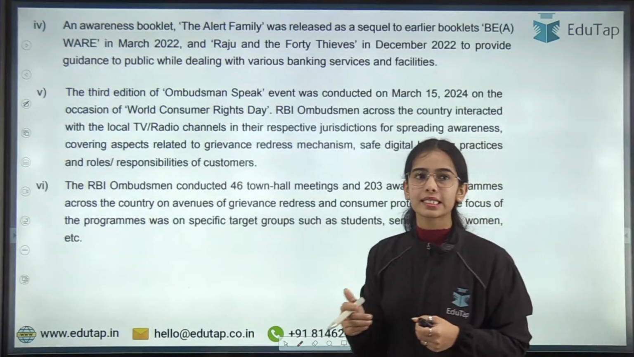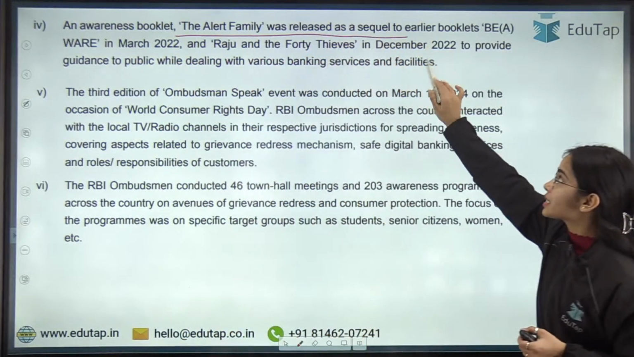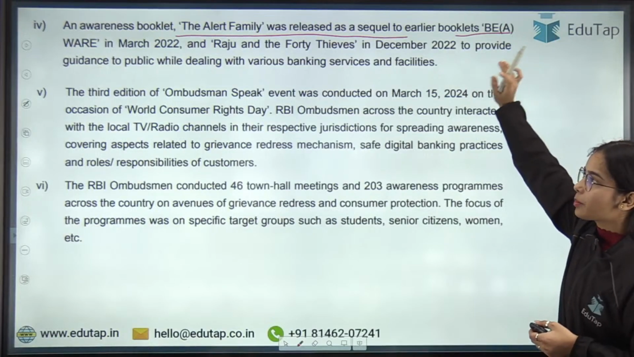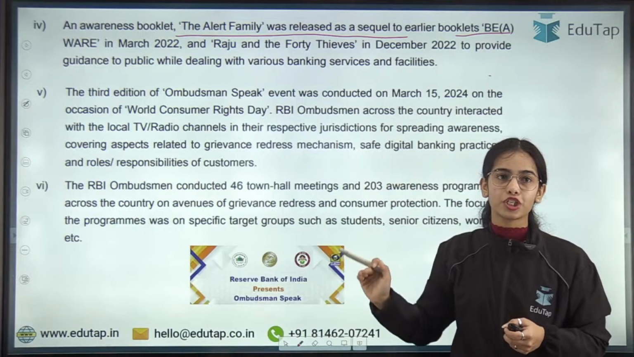Okay. Next is the awareness booklet. An awareness booklet, The Alert Family, was released as a sequel to the earlier booklets Be Aware and Raju and the 40 Thieves. This is the third edition.